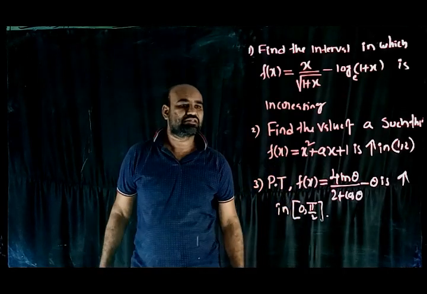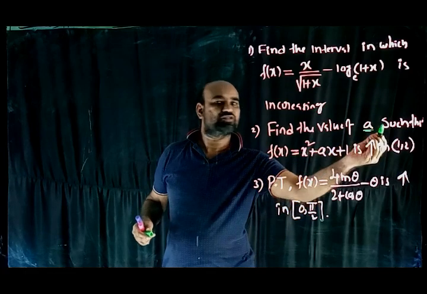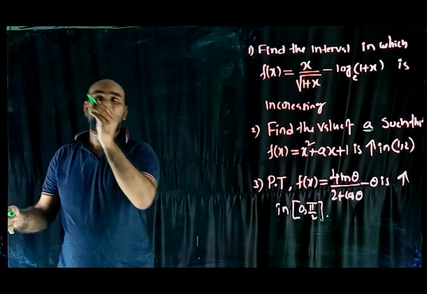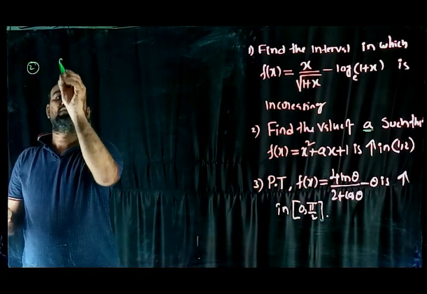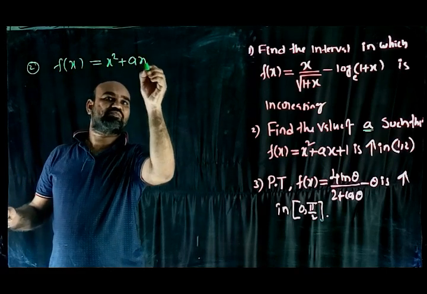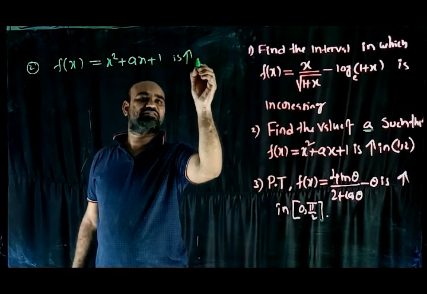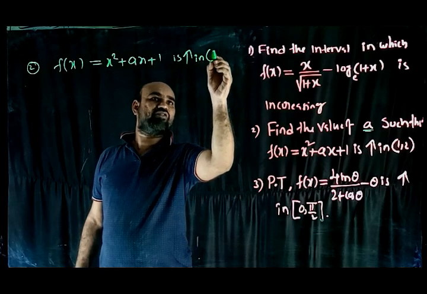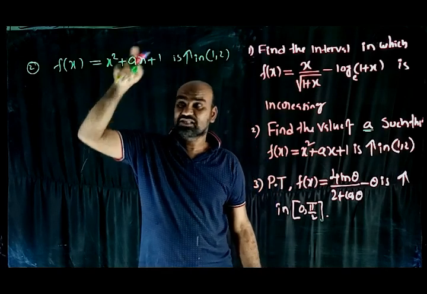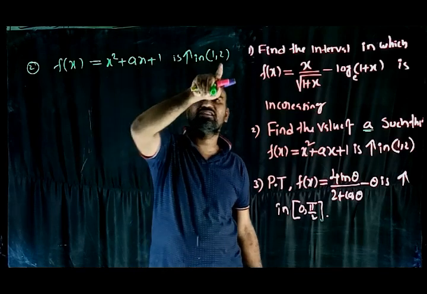Okay, students, second problem. Find the value of a so that this function is increasing in that interval. Problem number 2. f of x is x square plus ax plus 1, is increasing in the open interval 1 to 2. If x lies between 1 to 2, this function is increasing. Find the values of a so that this function is increasing in this interval.